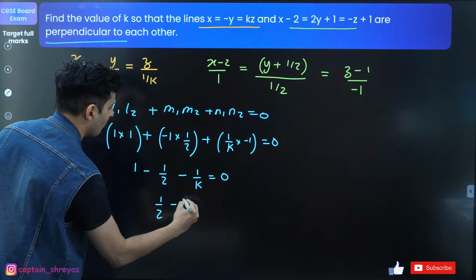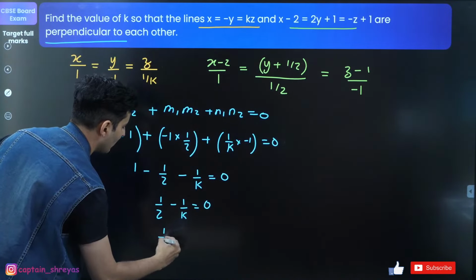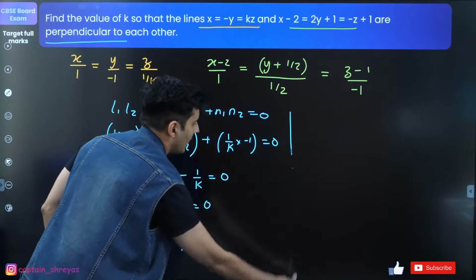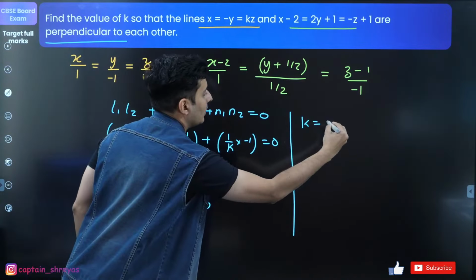This will become half minus 1 by k is equal to 0. So 1 by 2 is equal to 1 by k. Therefore, k is equal to 2. That is the answer.